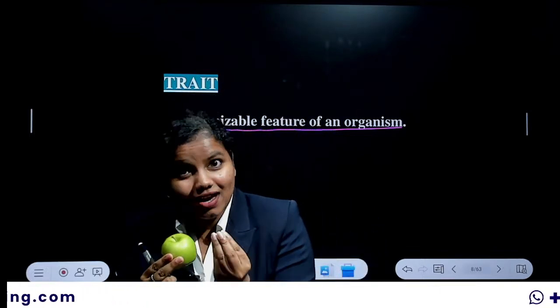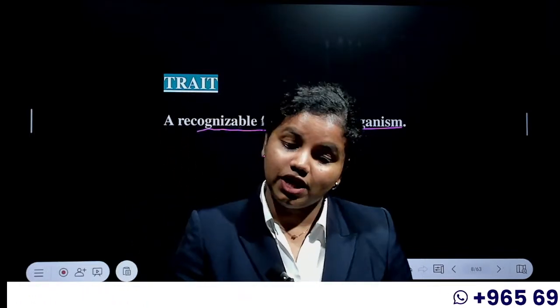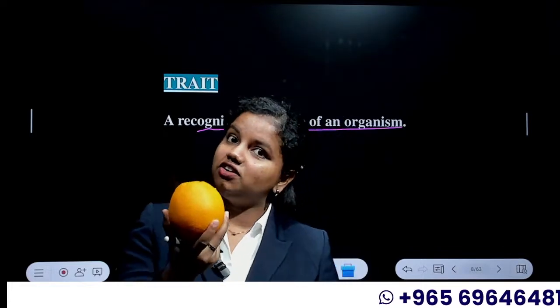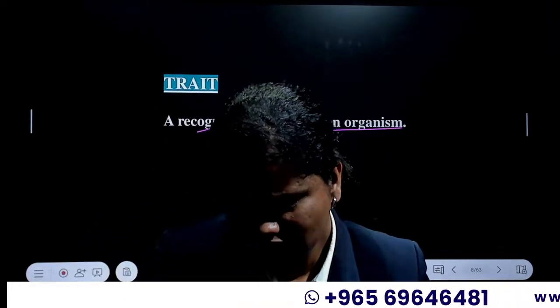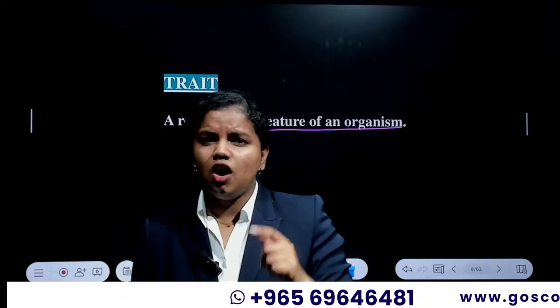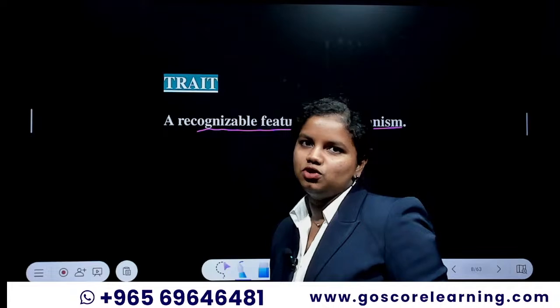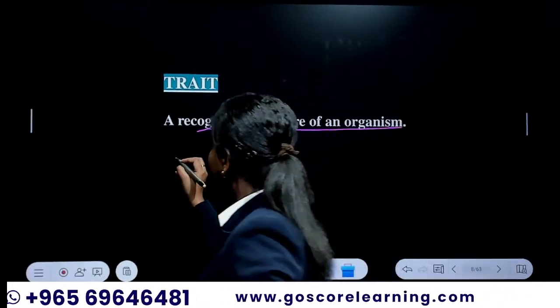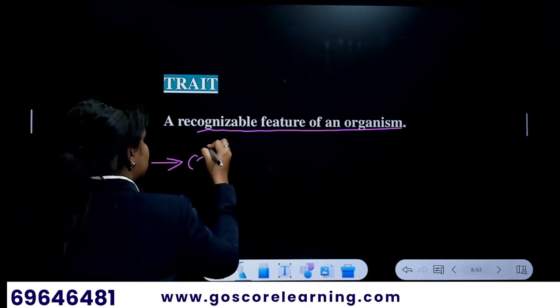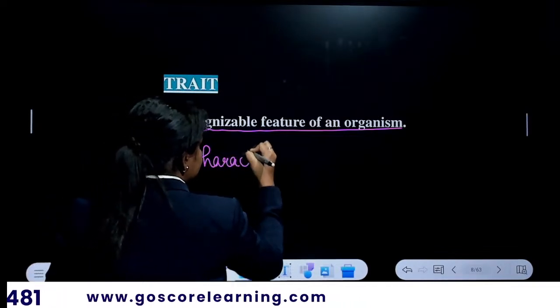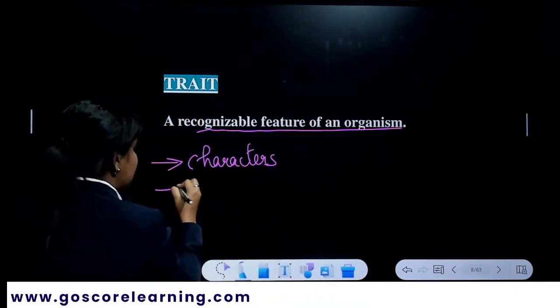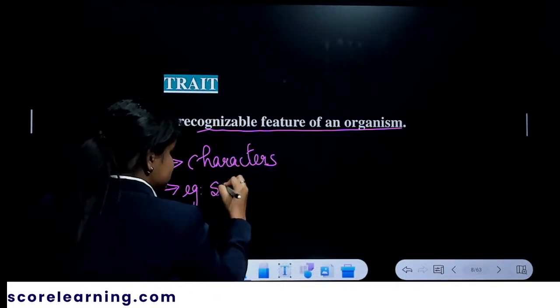So this green color is a trait of this apple, and orange color is a trait of that orange. And the skin color of yours, or maybe texture of your hair, these all are examples for traits, and traits are nothing but characters. What are traits? Traits are nothing but characters. For example, you can say your skin color.